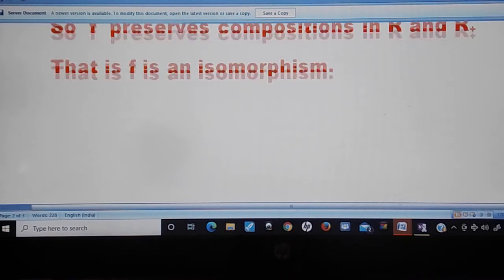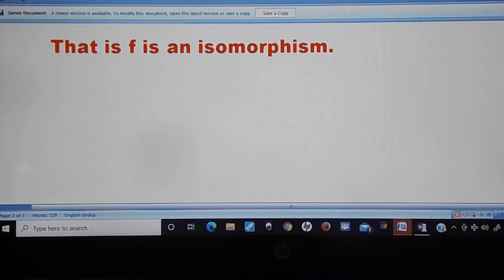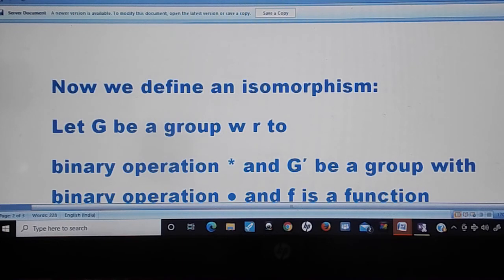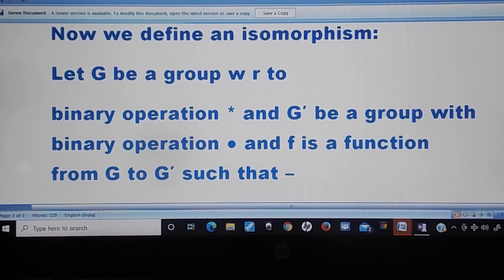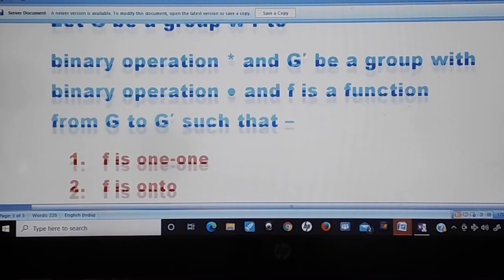See the example. I think all of you have understood what an isomorphism is. Now we can define what an isomorphism is. For a function to be an isomorphism, three conditions have to be satisfied. That is, it should be one-one, it should be onto, and it preserves compositions in the groups we are considering. Now we will define isomorphism. Let G be a group with respect to binary operation star, and G dash be a group with respect to binary operation dot. And f is a function from G to G dash such that f is one-one.